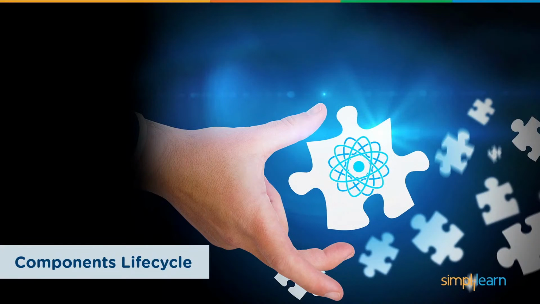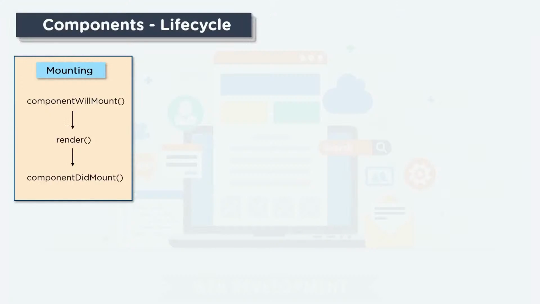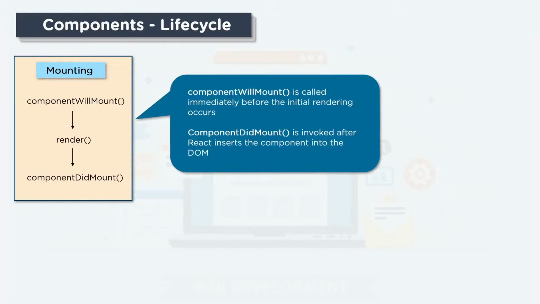So coming to the last topic, component lifecycle. So basically, component lifecycle explains the stages the component goes through. The entire lifecycle of a component can be divided into 3 parts. We have mounting, updation, and unmounting. So the first thing that gets invoked in the lifecycle is component will mount. It is invoked right before the initial rendering occurs. Then we have the rendering method. Now once a component is inserted into the DOM, component did mount gets invoked.